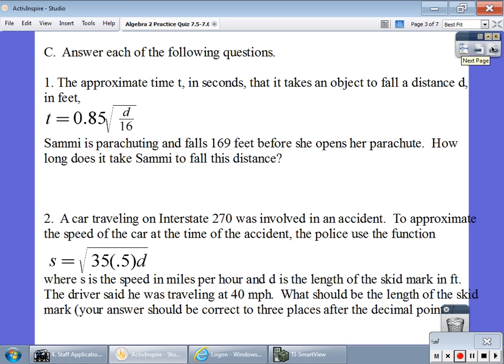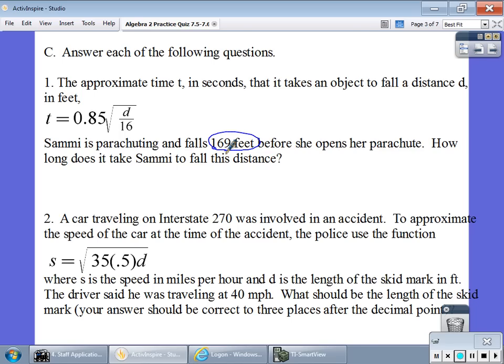Okay, so answer each of the following questions. You'll need a calculator to do this on your quiz tomorrow, but I have one that you can look at today. The approximate time, t in seconds, that it takes an object to fall a distance d in feet, t is equal to 0.85 times the square root of d over 16. Now Sammy is parachuting and falls 169 feet, and that's going to be important. Before she opens her parachute, how long does it take Sammy to fall this distance?